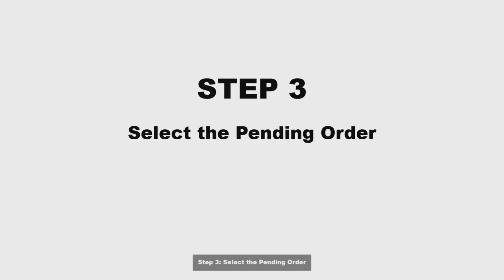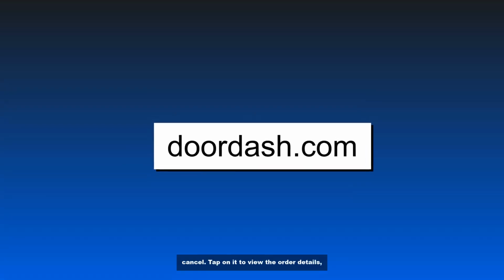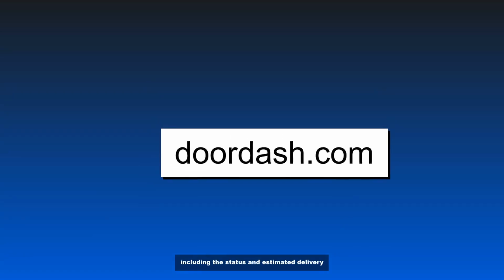Step 3. Select the pending order. Locate the pending order that you wish to cancel. Tap on it to view the order details, including the status and estimated delivery time.